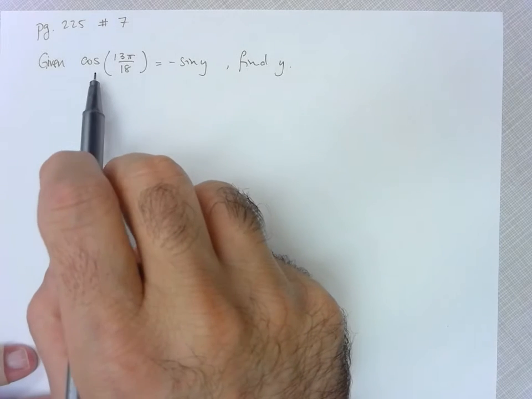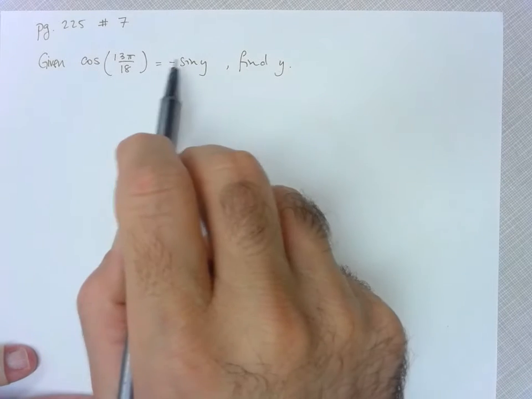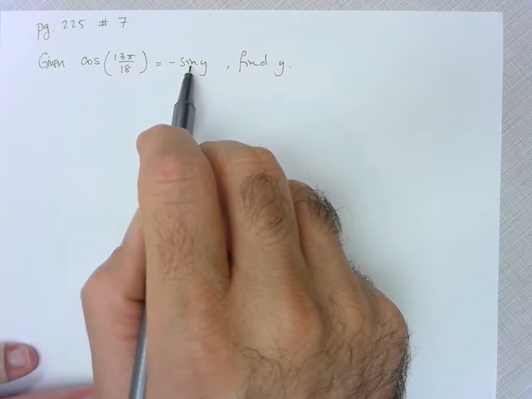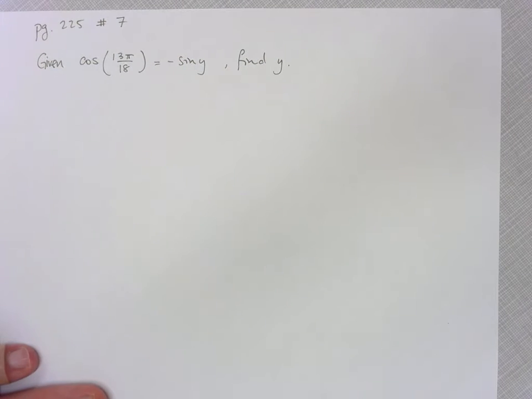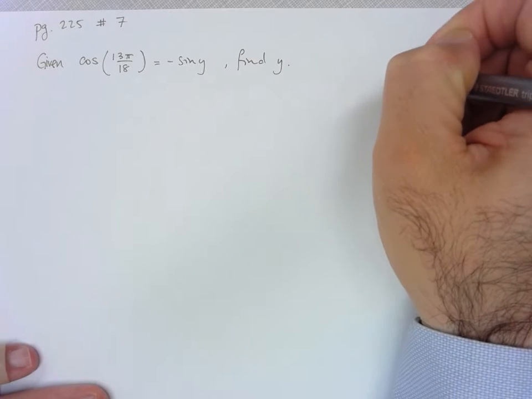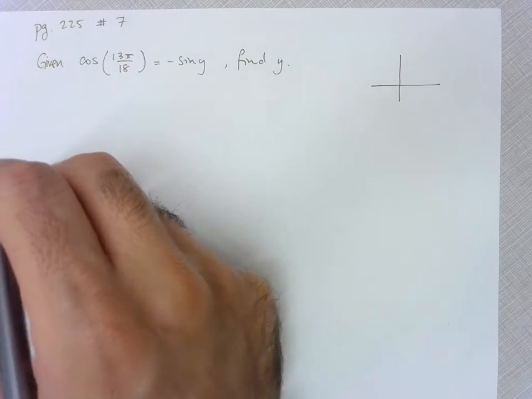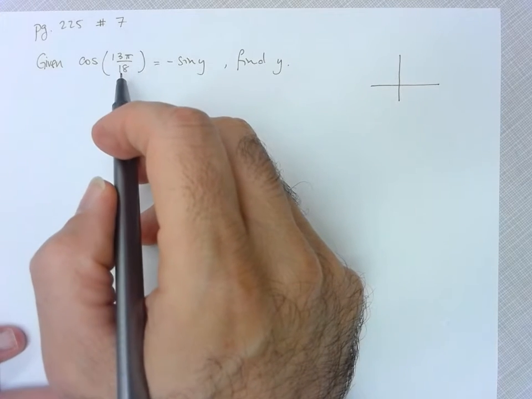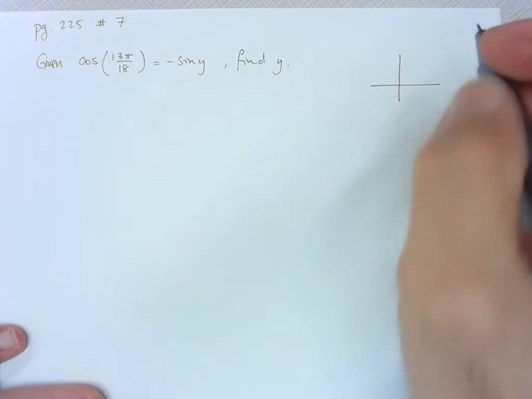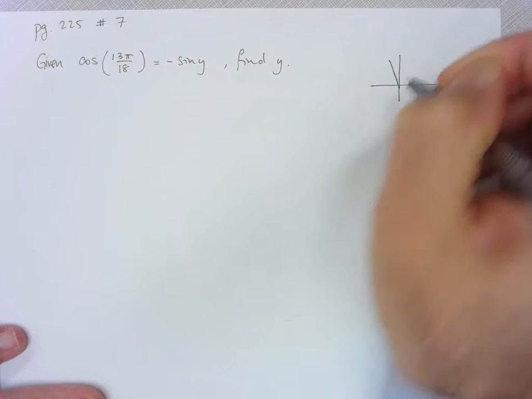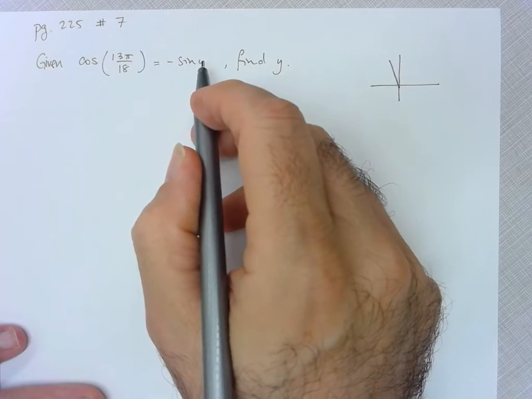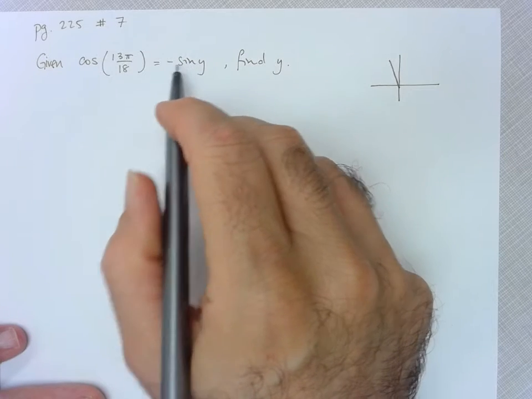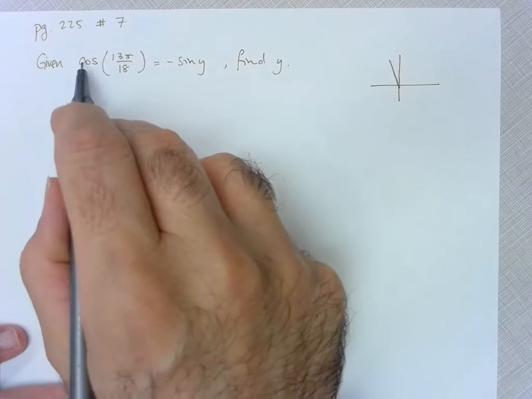The first thing I notice is that there's a cosine value, which is the negative of some sine value. So I really should be thinking about my correlated angle identities or my cofunction identities. Let's see how we can work this out. Here I notice that 13 pi over 18 is an angle in the second quadrant, and I want to compare it to some other angle whose sine value is the negative of that cos value.